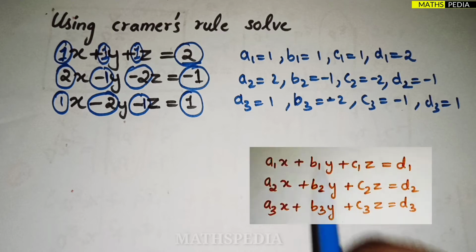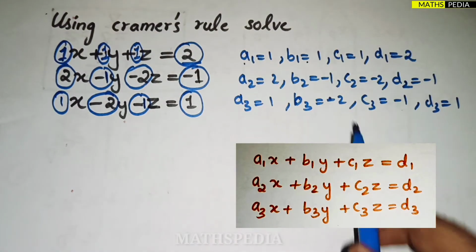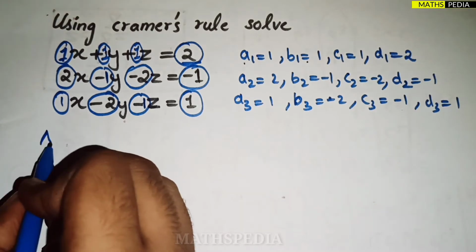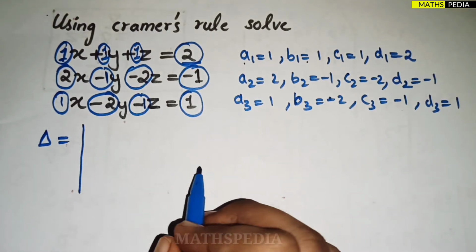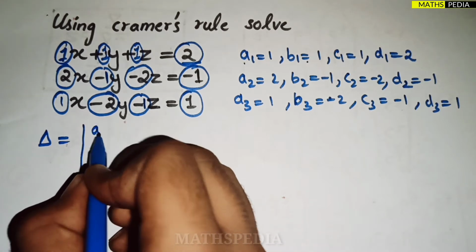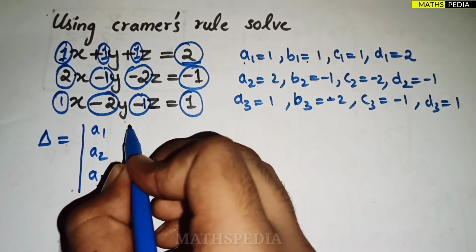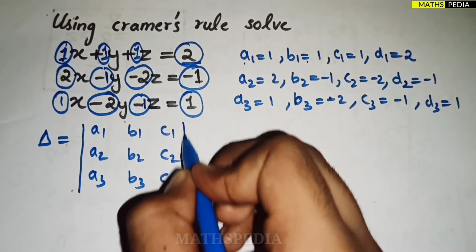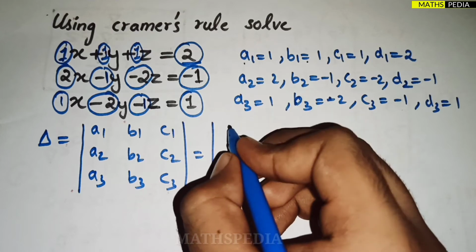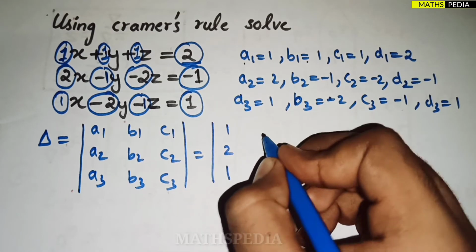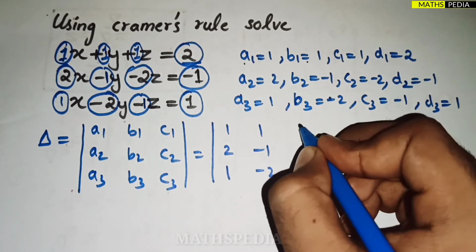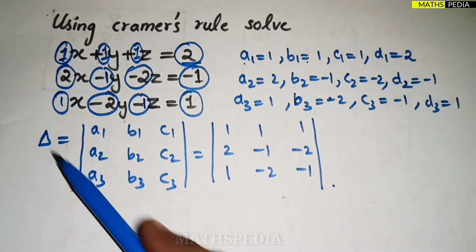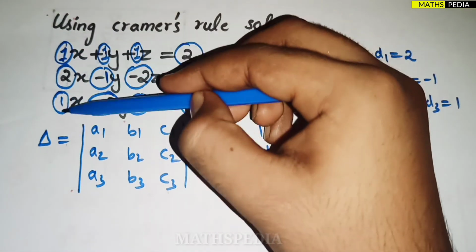So I have written all the values over here. Now this is the next step, that is to find the delta value. It is nothing but the coefficients of all the variables, that is a1, a2, a3, b1, b2, b3, c1, c2, c3. Just place it over here: 1, 2, 1, 1, minus 1, minus 2, then 1, minus 2, minus 1. Okay, simple. By looking at this only you can write it like this, column wise.